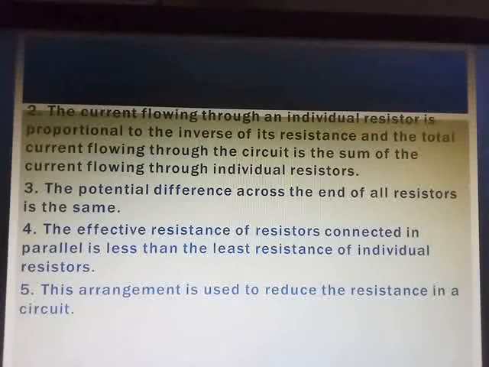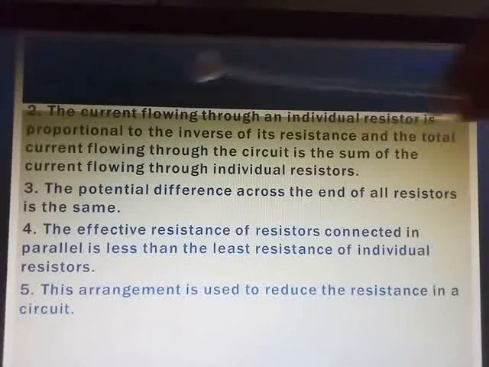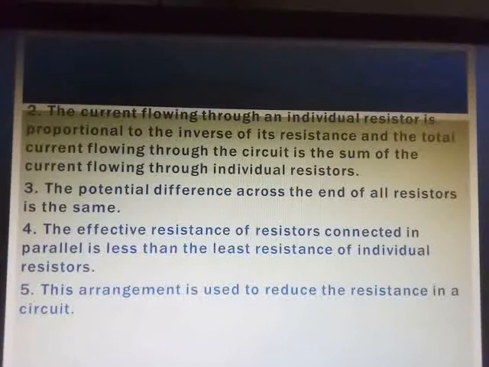Most of the characteristics are extremely contradictory, opposite to the characteristics which we have studied for series combination. So, here the inverse of the effective resistance, that is 1 upon Rp, is equal to the sum of the inverses of individual resistance. So, 1 upon Rp is equal to 1 upon R1 plus 1 upon R2, so inverse. Second, the current flowing through an individual resistor is proportional to the inverse of its resistance, and the total current flowing through the circuit is the sum of the current flowing through individual resistors.